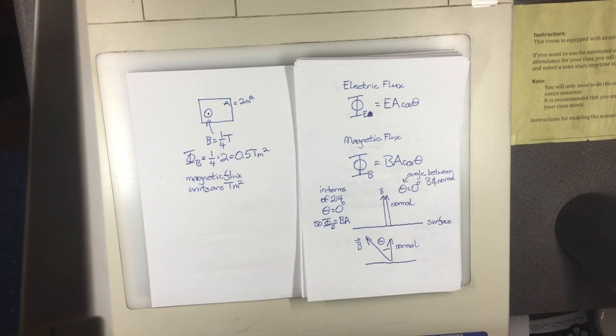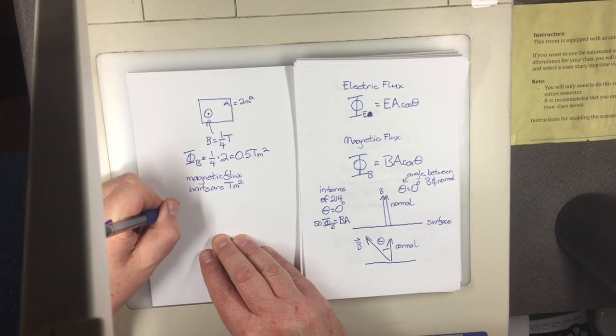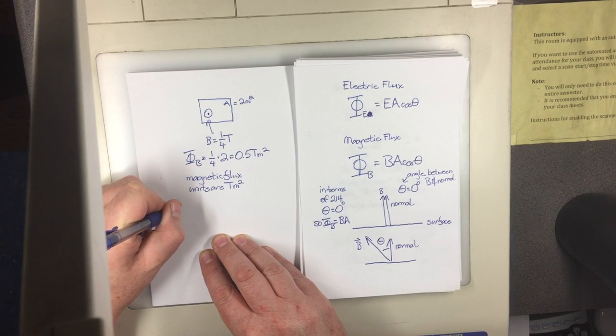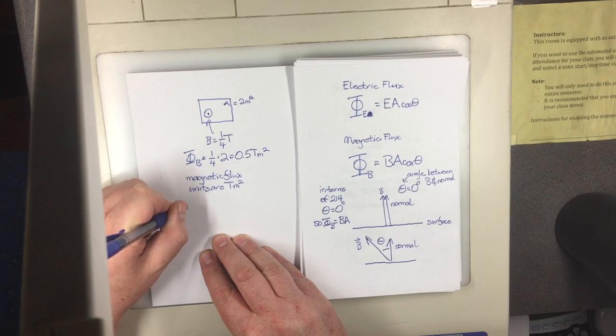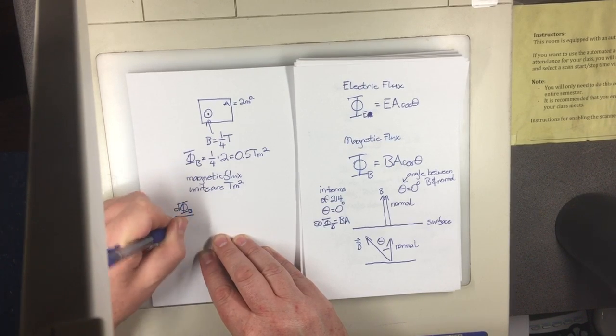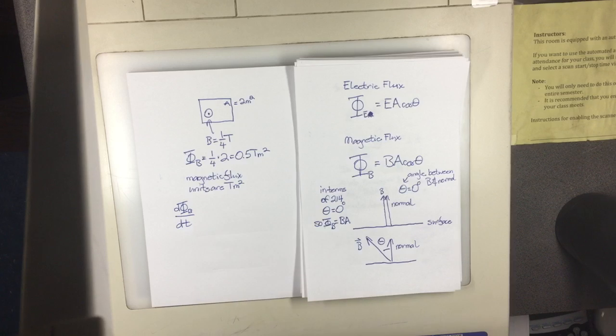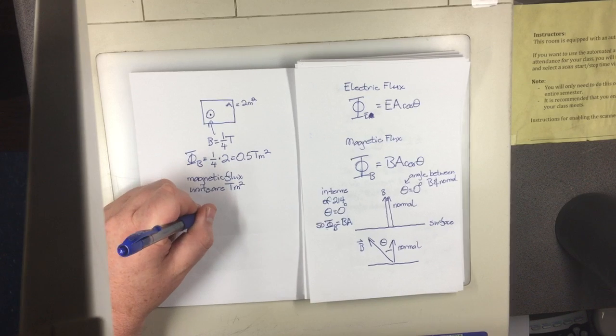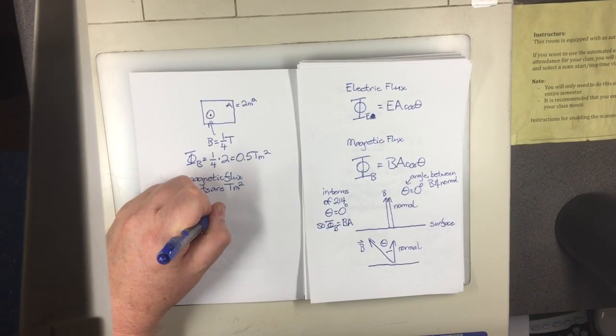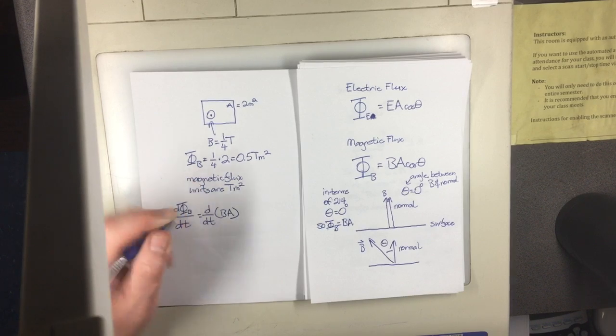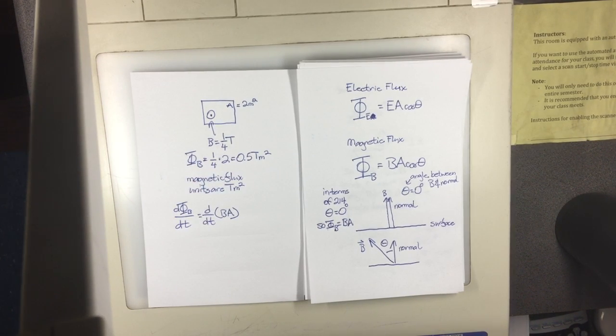So if it's a circle, the area is pi r squared. If it's a square, just whatever the lengths are. And the thing that I'm looking for is the change in magnetic flux with respect to time. Which means that it's the change of the product BA with respect to time.